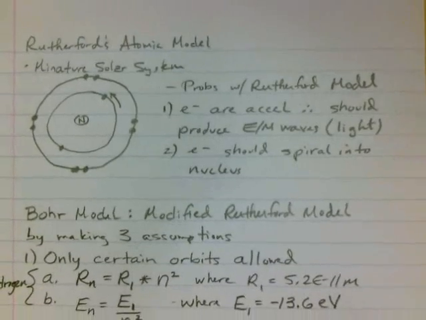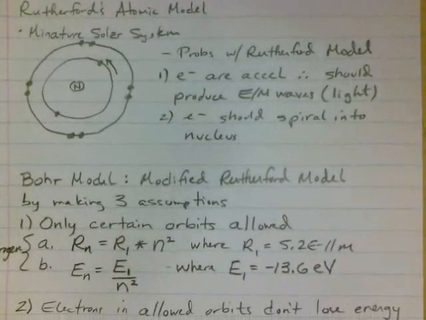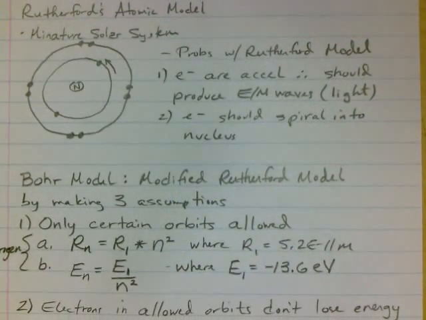So it turns out that working with Ernest Rutherford was a young physicist, a theorist named Niels Bohr. He certainly knew about the Rutherford model because he was working there, and he said, well, it's got a lot of good stuff in it. Let's add some quantum theory to this to make the model stable. So he made three assumptions.